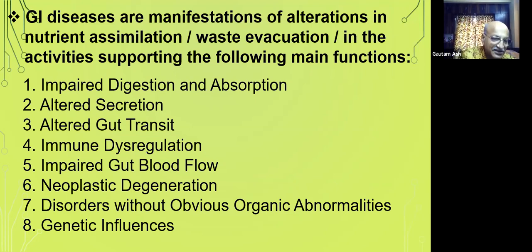So naturally, neoplastic degeneration. Then disorders without obvious organic abnormalities. These are functional. There are no structural changes within the gastrointestinal tract or the accessory digestive glands, but patients will suffer from vomiting, acidity, constipation, diarrhea, or anything else. So these are called disorders without obvious organic abnormalities. Genetic influence is another factor which is highly important. Colorectal carcinoma is one of that. Genetic factors are hereditary diseases. So these are the activities which are altering the functions, due to nutrient malformations or alterations of the GIT.